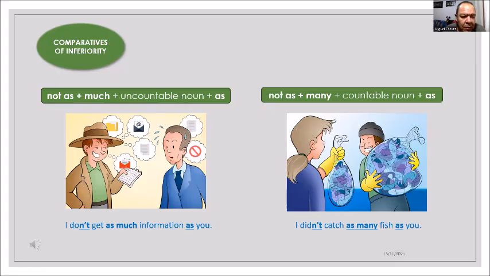We can also make inferiority comparisons with nouns, using the same structure by adding much for uncountable nouns and many for countable nouns. We use the following formula for making inferiority comparisons: not as plus much plus uncountable noun plus as. For example, I don't get as much information as you. Or not as plus many plus countable noun plus as. For example, I didn't catch as many fish as you.